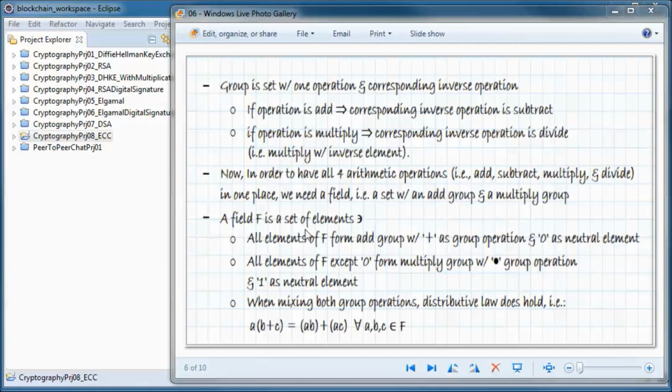So a field F is a set of elements such that all elements of F form an addition group with the plus as the group operation and 0 as the neutral element. And all elements of F except 0 form a multiplication group with multiplication as the group operation and 1 as the neutral element. And when mixing both group operations, then the distributive law does hold. So A times (B plus C) is equal to A times B plus A times C for all A, B, C in F.